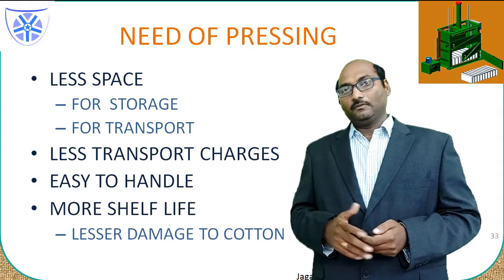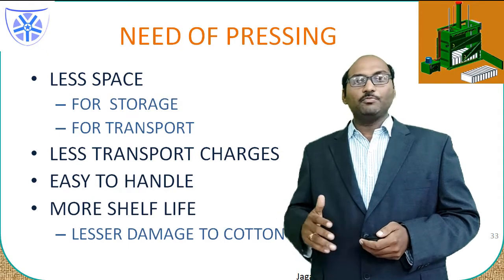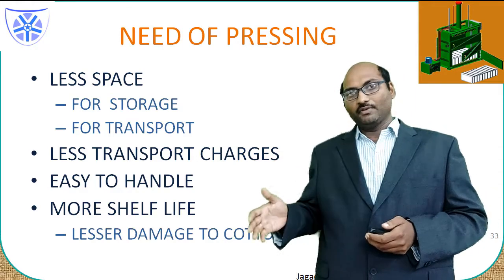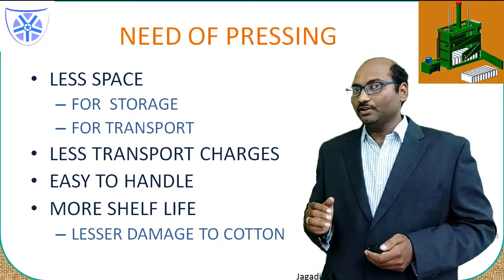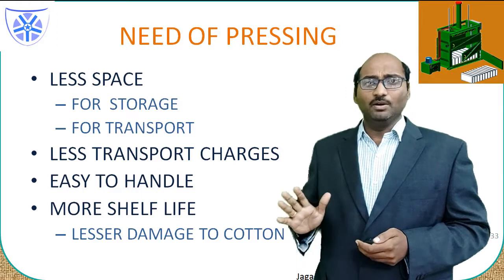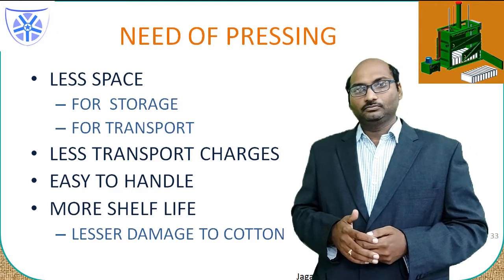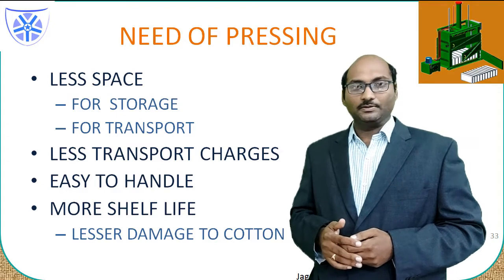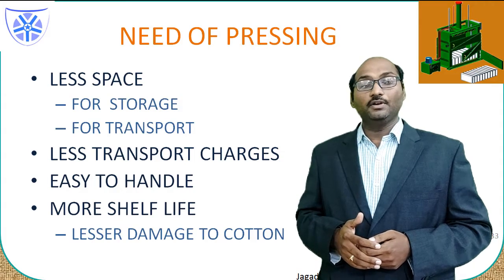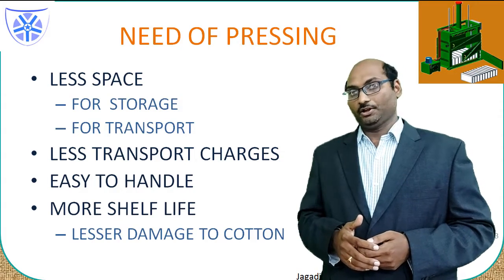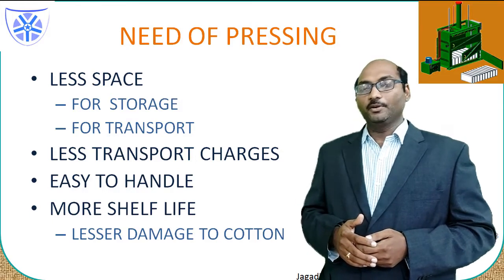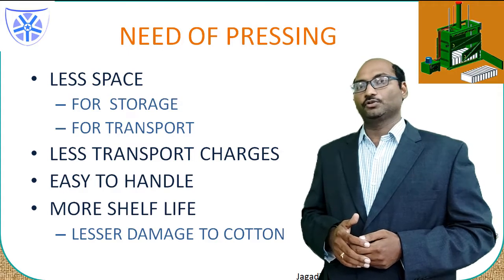First thing, it is a seasonal crop, it must be stored for some time. We cannot use whatever cotton we produce today within 1 week or something. The spinning industries will run all 365 days, whereas ginning industries run at maximum 180 days, at maximum 6 months in a year. The remaining 6 months, the ginning industries are closed.